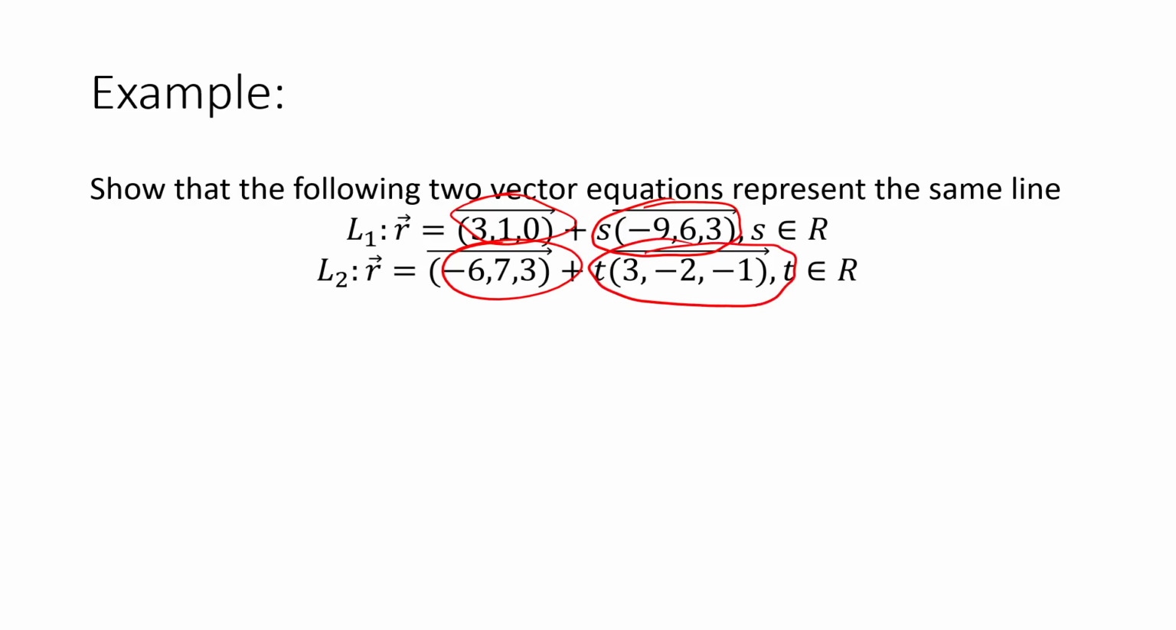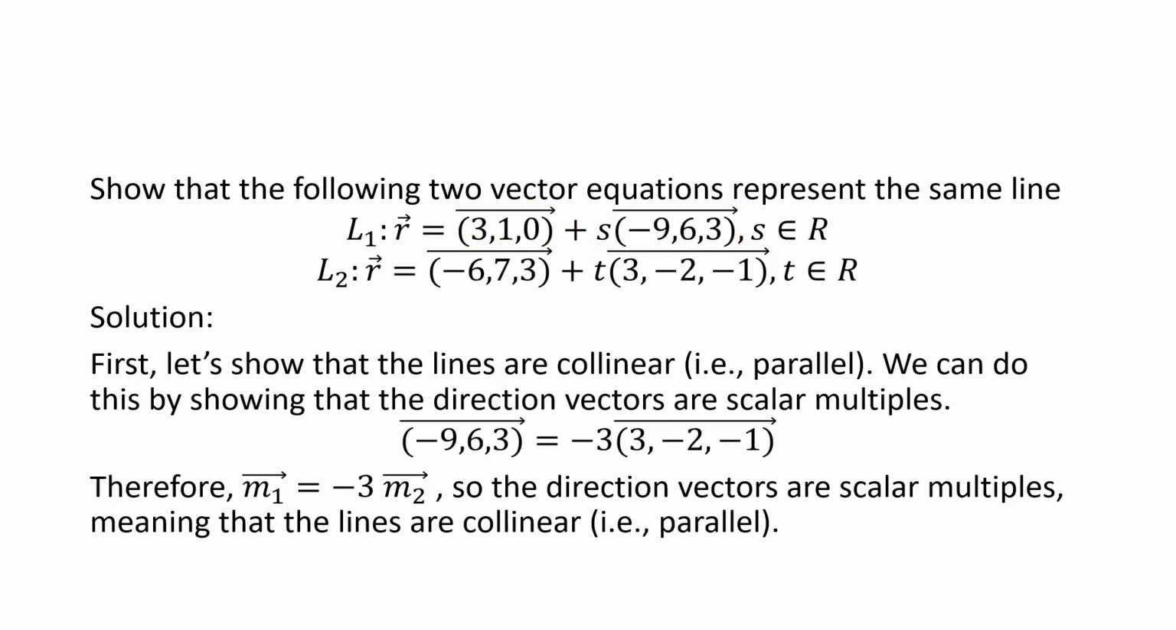And if we can show both of those things, then we will have shown that the two equations represent the same line. So we're going to first show that the two lines are collinear, which means parallel. We can do this by just showing that these two direction vectors are scalar multiples. Well, since (-9, 6, 3) is equal to -3 times (3, -2, -1), therefore the direction vectors are scalar multiples and the lines are collinear.